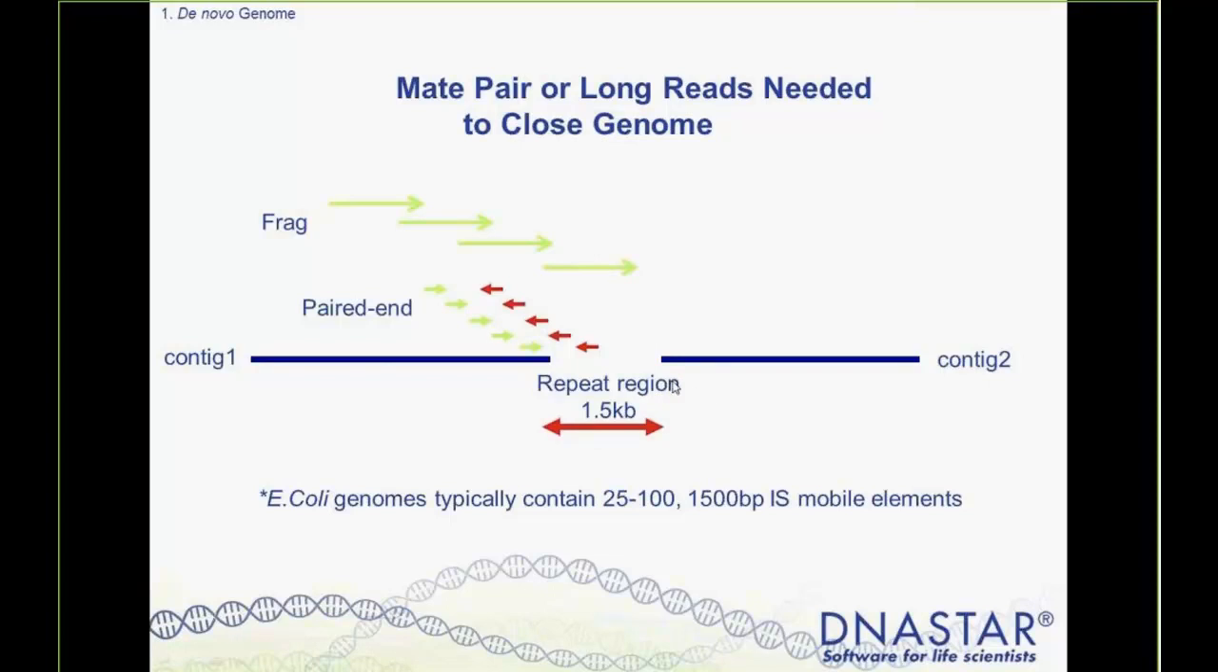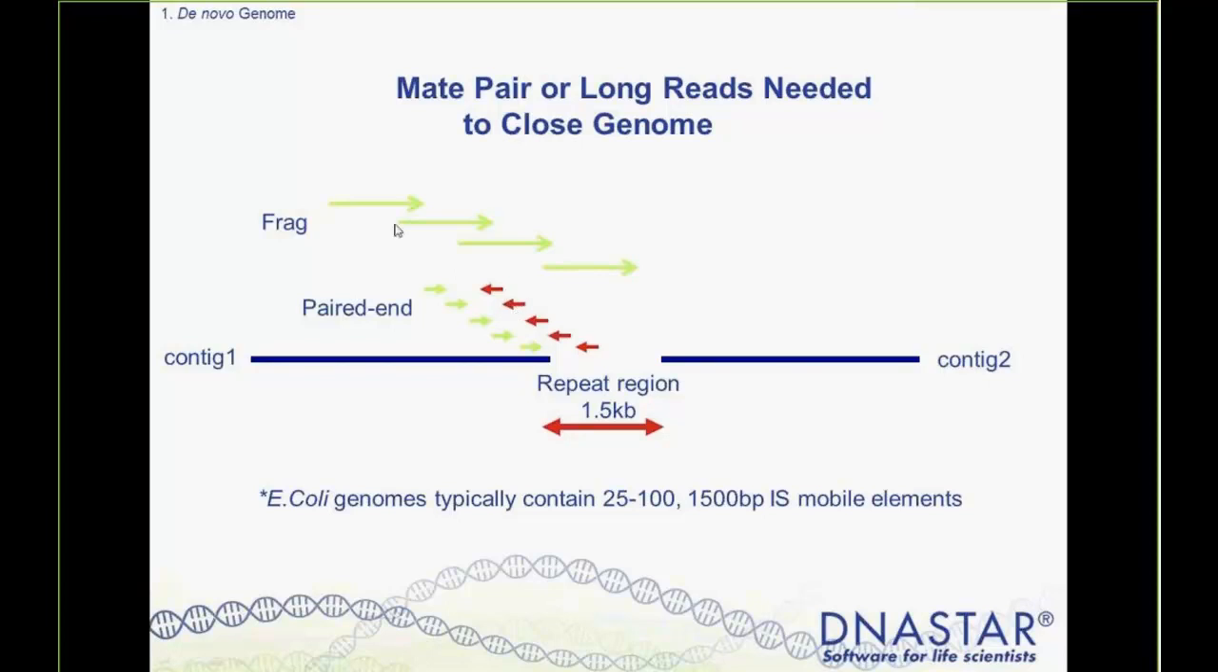And there could be 25, there could be 100 copies of these elements. And there are also ribosomal operons that are about 8 kb in that range. And so without reads that are longer than those repetitive elements, a contig will assemble, hit the repeat region, and then stop because a read cannot be placed uniquely or accurately in that region.